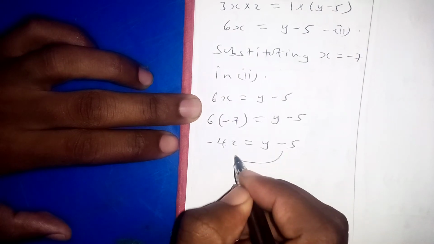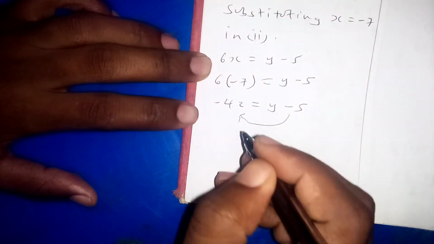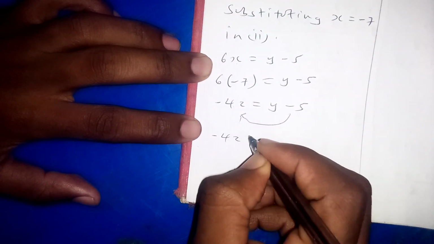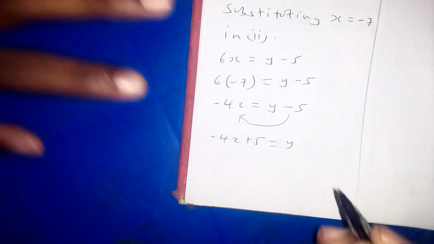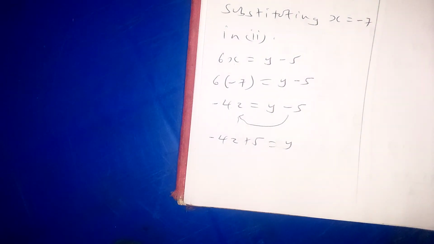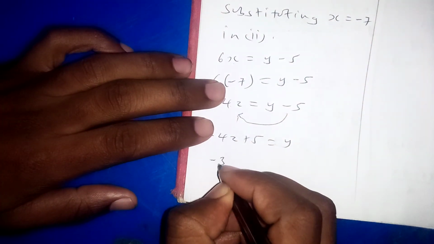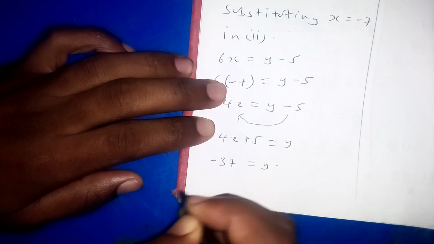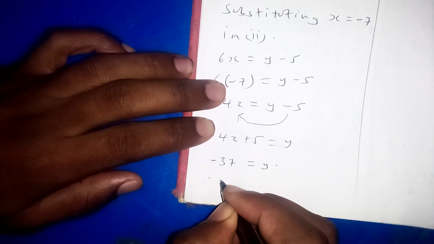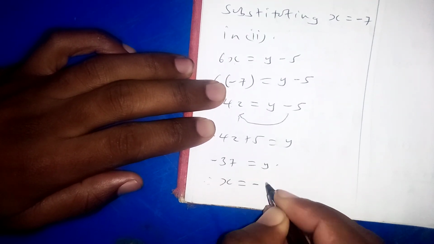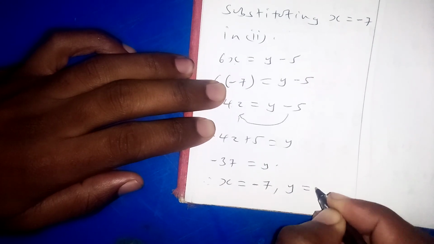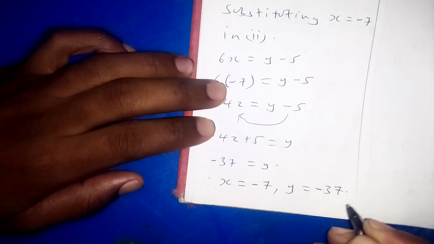So I can take 5 towards the left hand side so that I remain with negative 42, then plus 5 being equal to y. Now, if you compute negative 42 plus 5, you'd simply obtain negative 37. So negative 37 is equals to y. Therefore, you can simply conclude that x is equals to negative 7 and y is equals to negative 37.